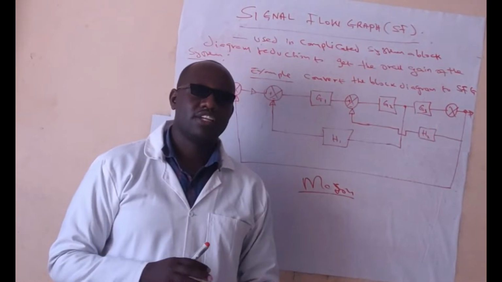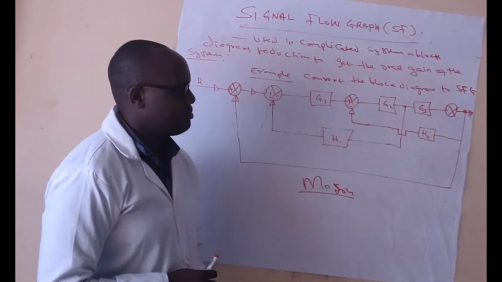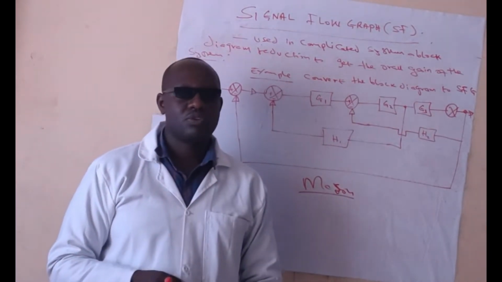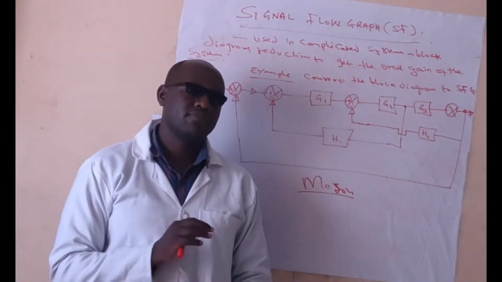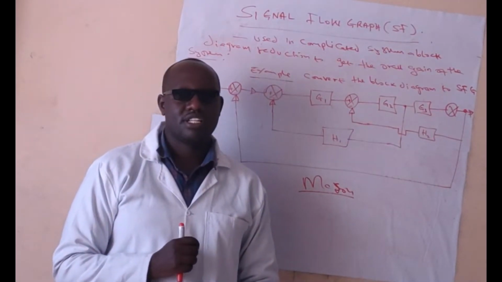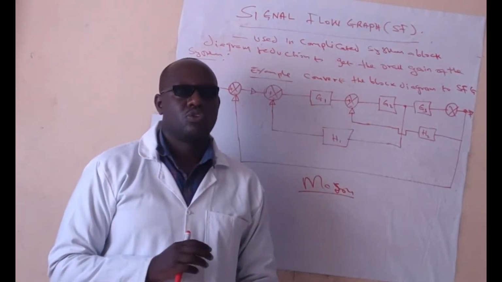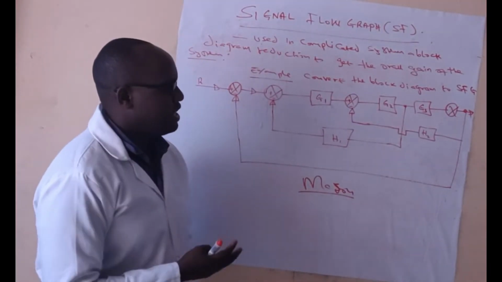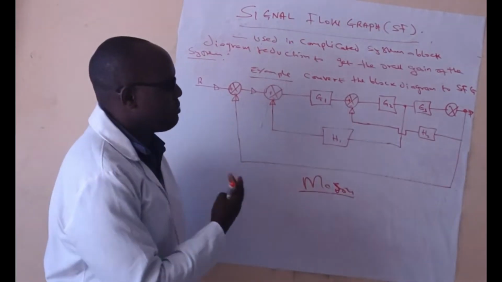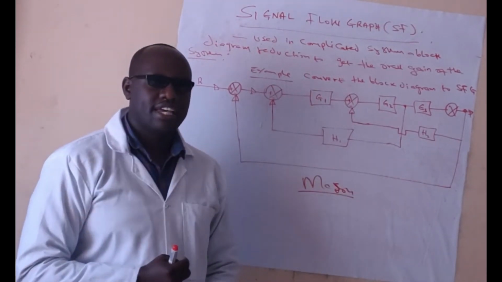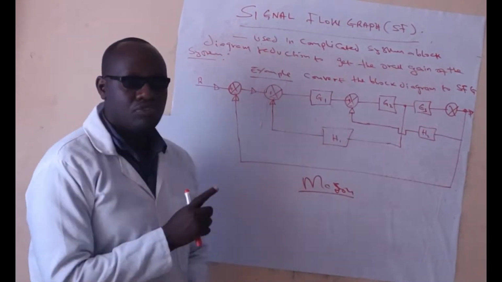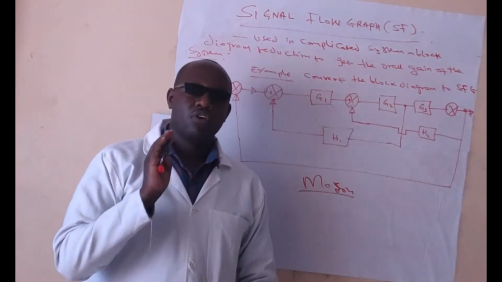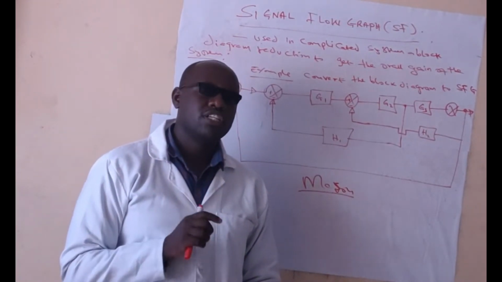At times you can get complicated block diagrams, which may be tedious or hard to reduce based on the formulas that we have just seen. So another way of coming up with an overall gain is by the use of a signal flow graph. What we are supposed to do is convert the block diagram into the signal flow graph.